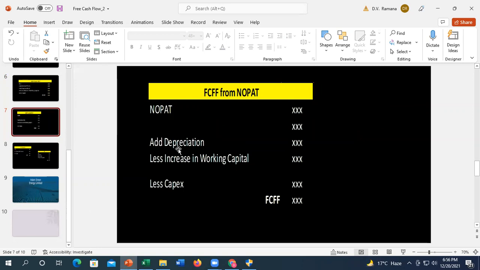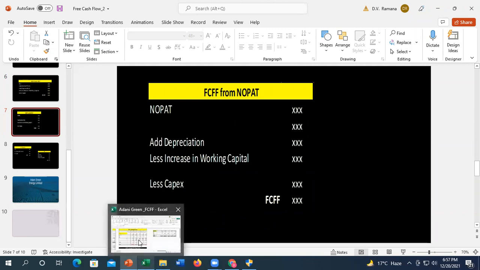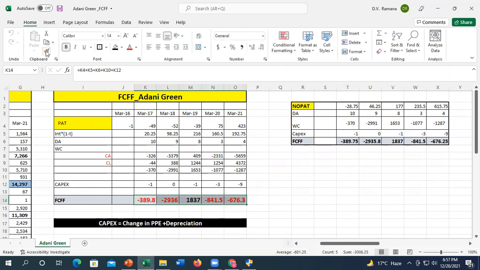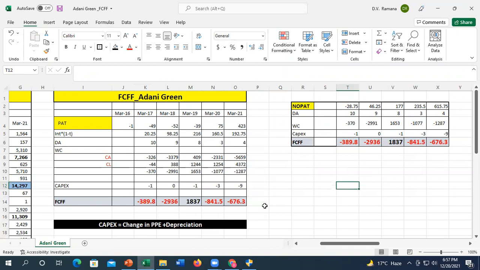NOPAT plus depreciation and amortization, less change in the working capital, or plus minus change in the working capital, and less CAPEX. In this case, because the working capital has increased, in all the cases we have written it as less increase in working capital. So we can see that the adjusted NOPAT is FCFF, and the result is the same, right? So we can derive FCFF from PAT, or we can derive FCFF from the NOPAT.